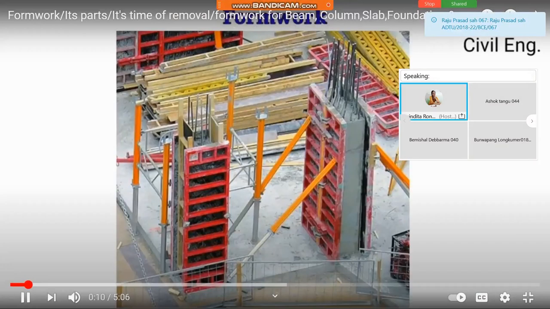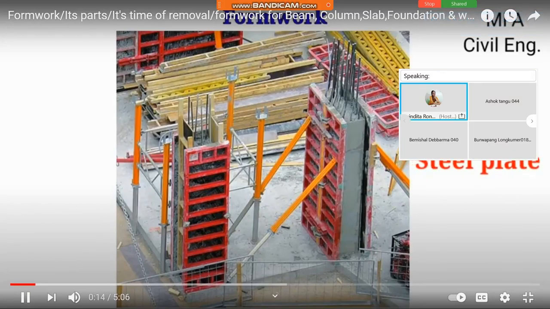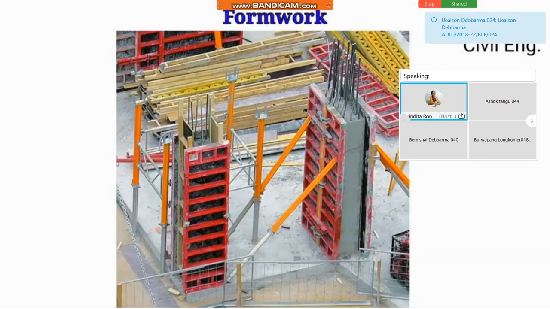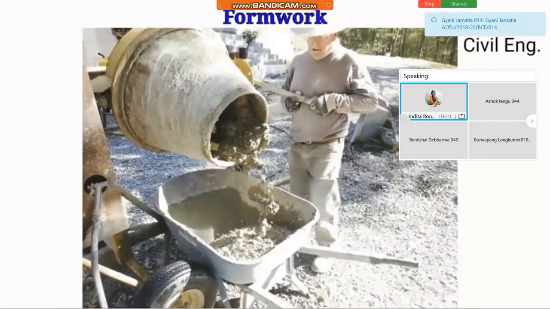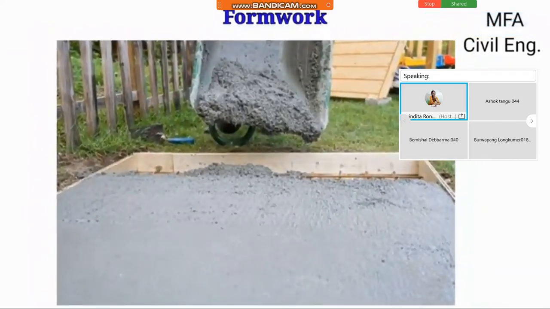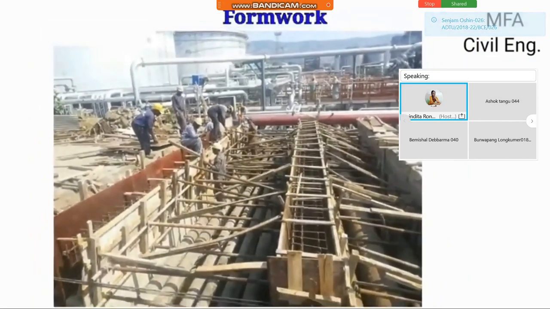Formwork is made with some rigid materials like timber or steel plates in which concrete is placed and in which it hardens. When the fresh concrete is placed for construction purposes, it is in plastic state. Therefore, it is essential to provide temporary structures to support the fresh concrete till it obtains the required and sufficient strength. These temporary structures provided to fresh concrete are called shuttering or formwork.